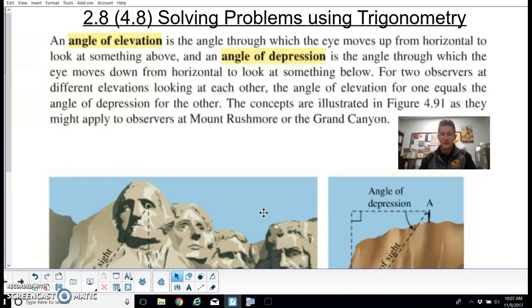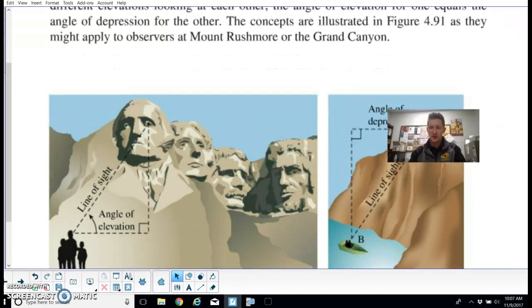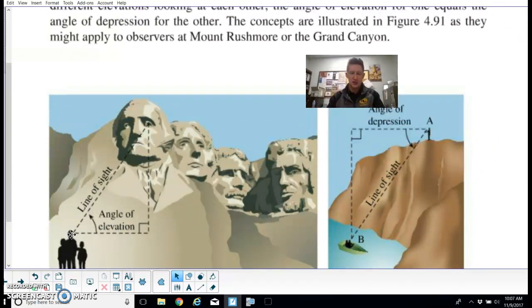So first of all, on this first page of notes, it talks about the ideas of angles of elevation and angles of depression. Basically, if you take a look at the diagrams here, an angle of elevation would be if I am looking out at the horizon, then I look up. The angle that I've created by looking up from the horizon would be an angle of elevation. Okay, so my line of sight is raising from the horizon, that's angle of elevation.